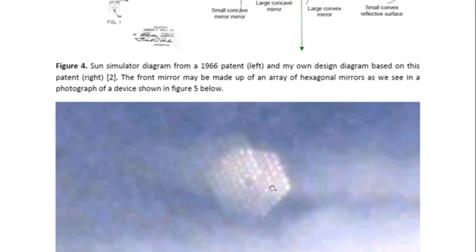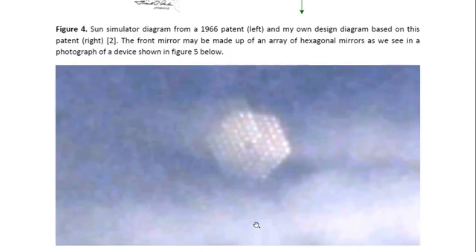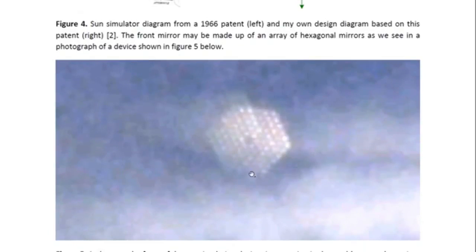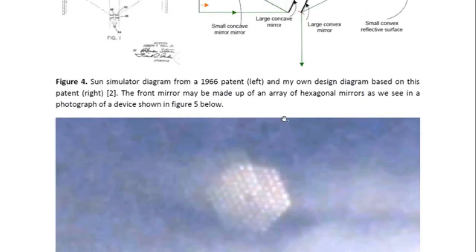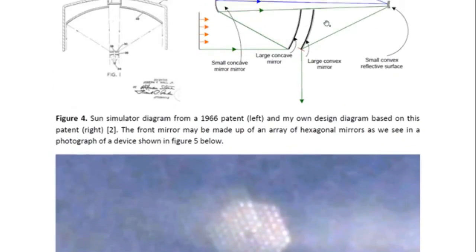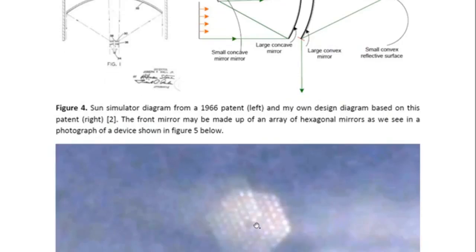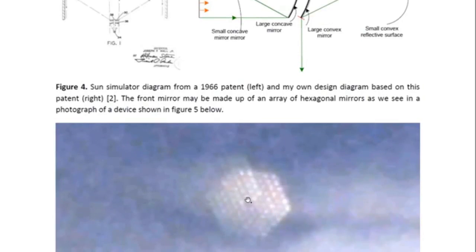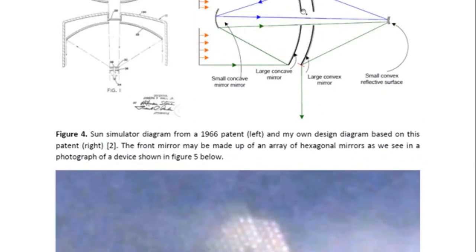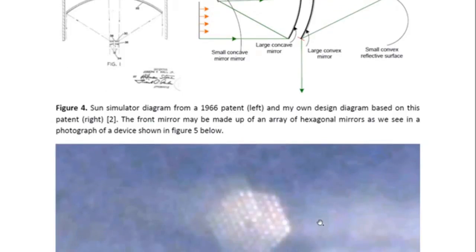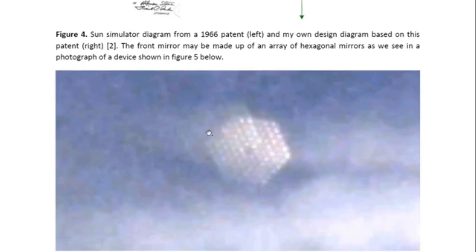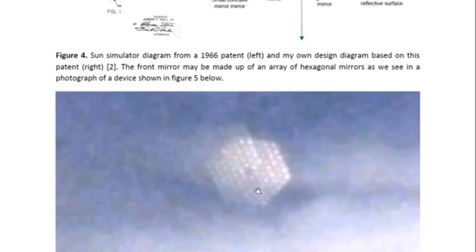And this may be somewhat the design that this simulator that was photographed in the sky is made out of. We do see what looks like a hexagonal mirror made up of an array of hexagonal mirrors. And it's possible that this mirror that we see in front here can be made up of such an array. It does have the gap that we expect, as this one has that gap. So it's possible that this one has a design similar to that.